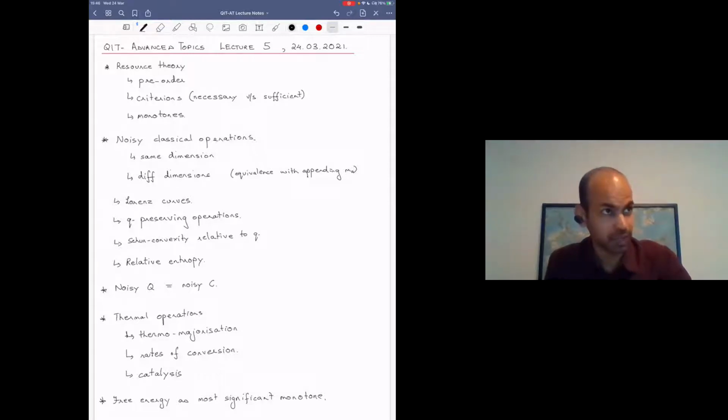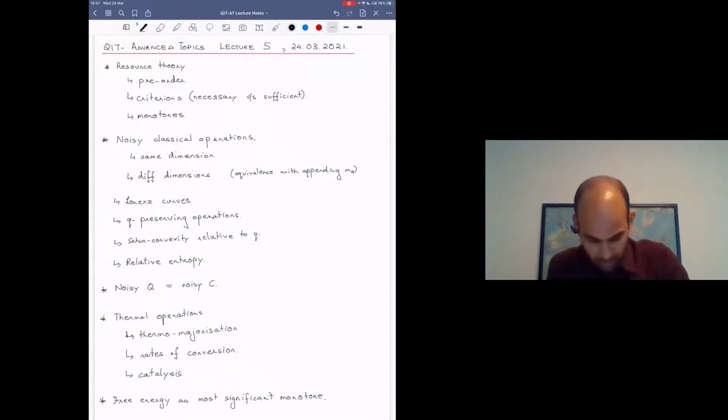The reason we spend a lot of time doing this is because eventually we will do the simple proof that, in fact, noisy quantum operations can be reduced to noisy classical operations in terms of the constraints of whether you can or cannot perform a transformation on a state.